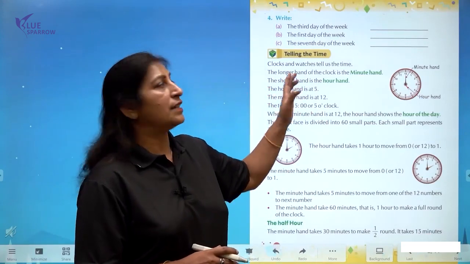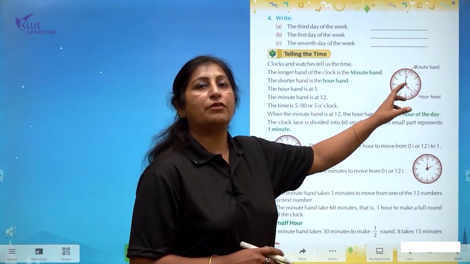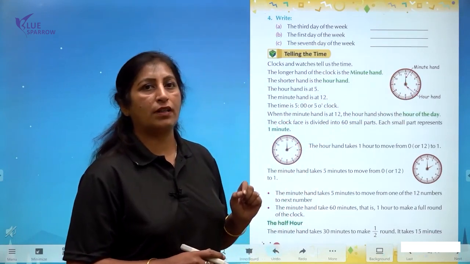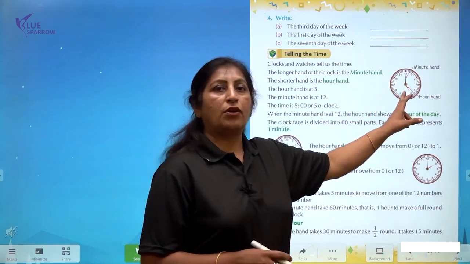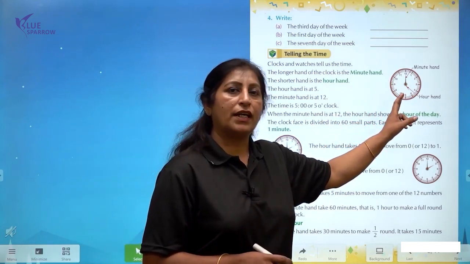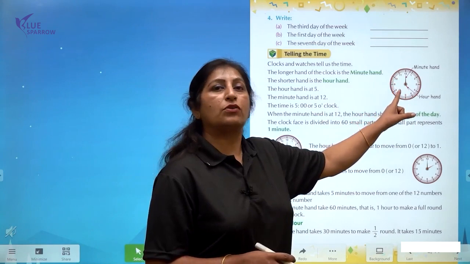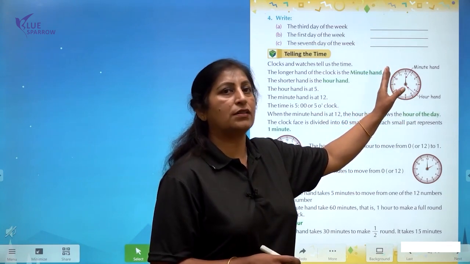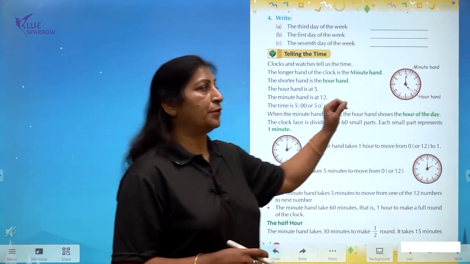Now let's discuss telling the time. Have a look at the face of this clock. You can see two hands over here. One is shorter and one is longer. The shorter hand tells us hours of the day and so it is called the hour hand, and the longer hand tells us about minutes and so it is called the minute hand.